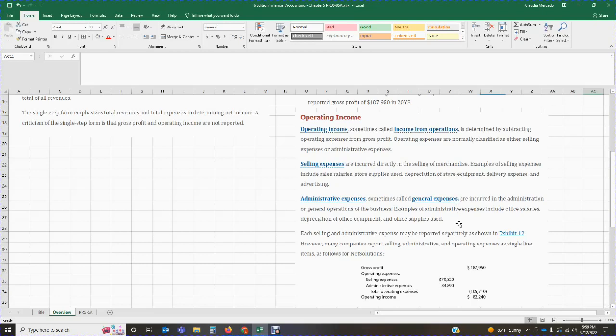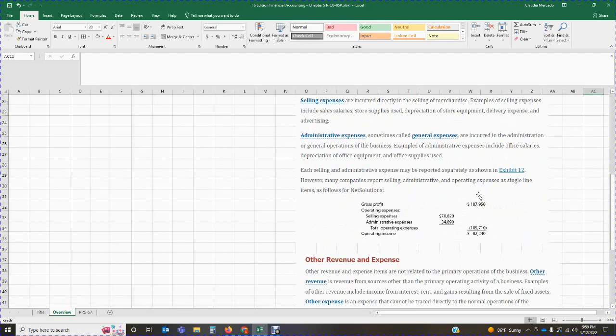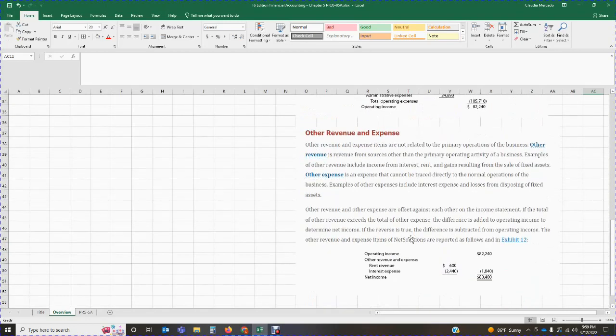Then we have our administrative expenses, which are also called general expenses. Some examples include office salaries, depreciation of office equipment, and office supplies used. Each of the selling and admin expenses are reported separately, so we have a category for selling and a category for admin expenses. We also have another section for other revenue and expenses. If we have other revenues and expenses that are not related to the primary operations of the business, then we put them under other revenue.